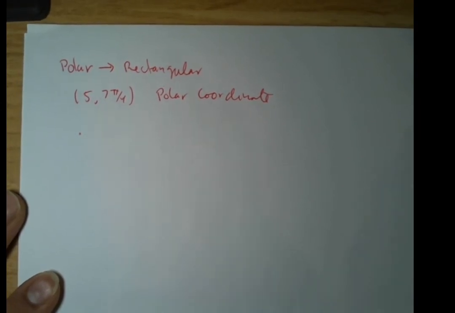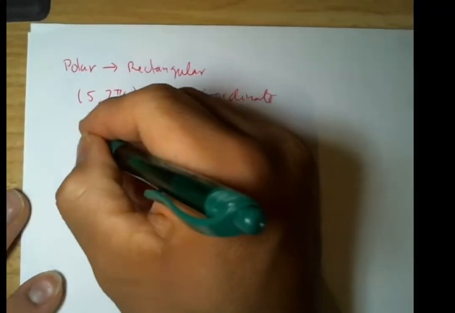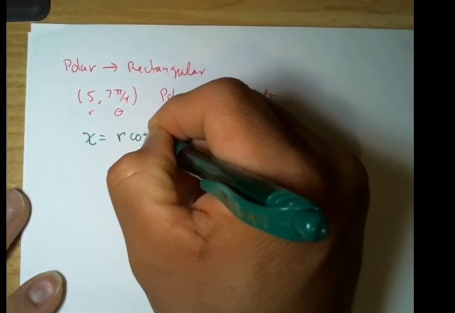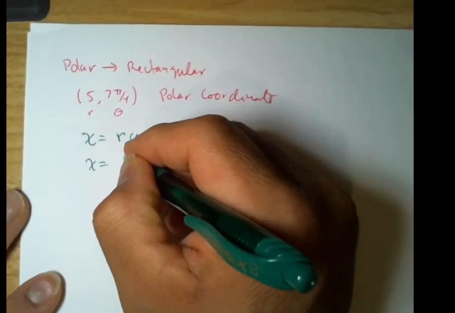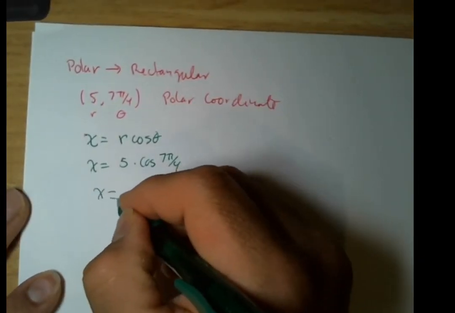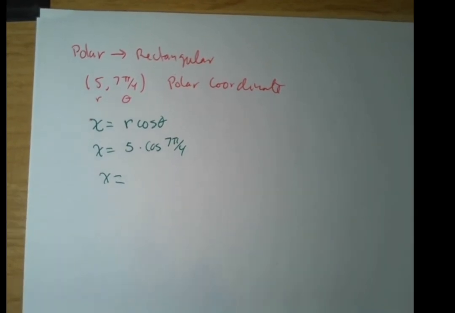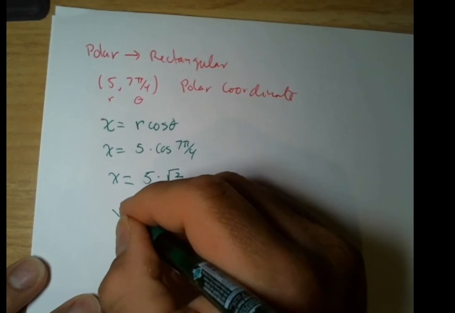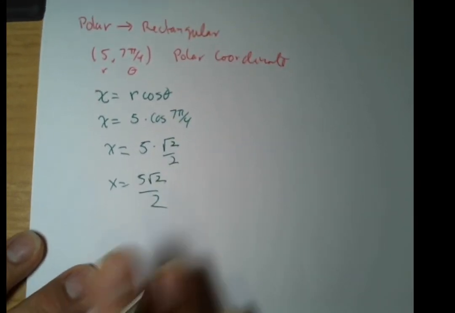Here again, remember what this represents: r and theta. Looking at our conversion factors, I can use one right away to find my x coordinate. x would be equal to r cosine theta. Plugging these values in, x is 5 cosine of 7 pi/4. That's on our unit circle in quadrant 4, so cosine is positive, so 5 times root 2 over 2. So x is 5 root 2 over 2. We'll keep it exact.